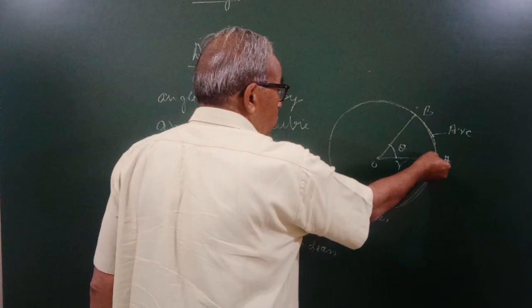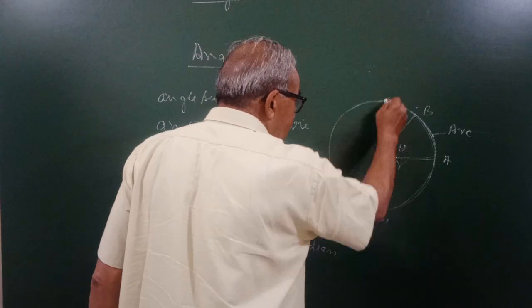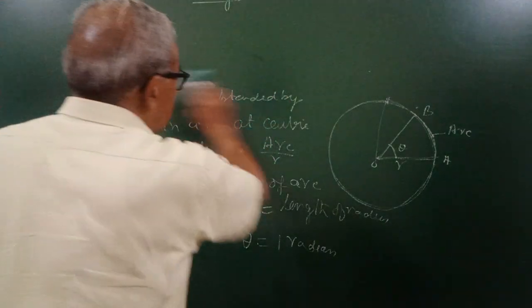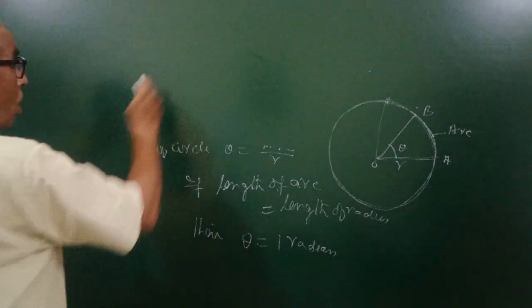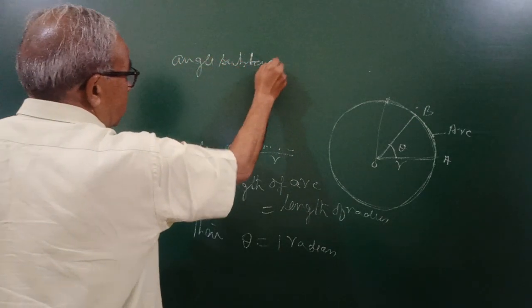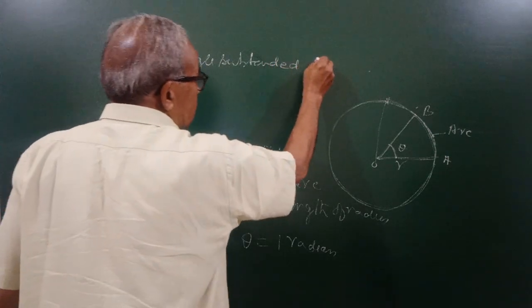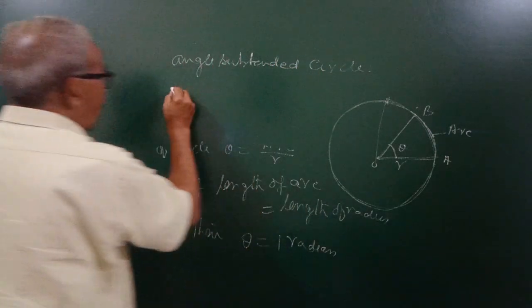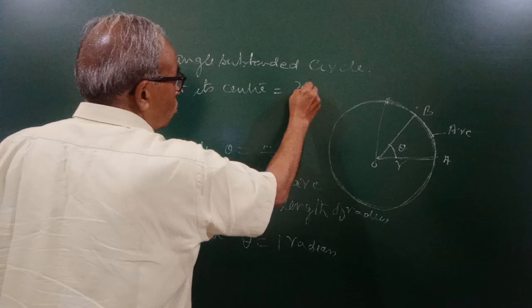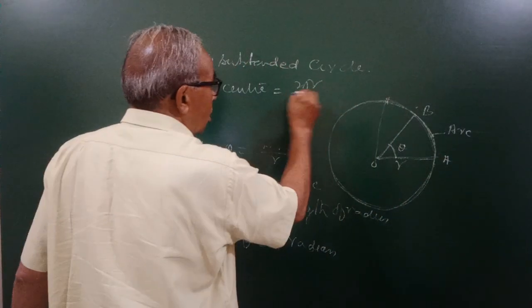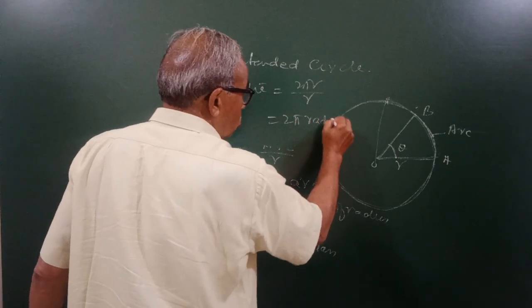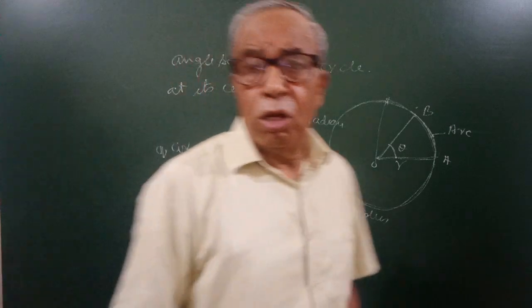And further, if you increase the length of the arc, the angle will increase. Therefore, the angle subtended by a circle at its center is equal to 2 pi r, the circumference, upon r, which means 2 pi radian.